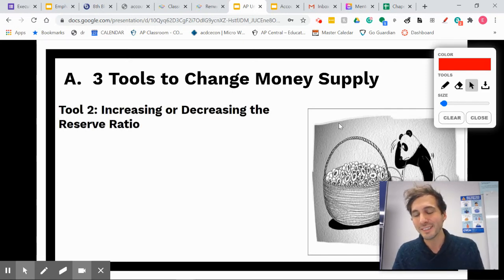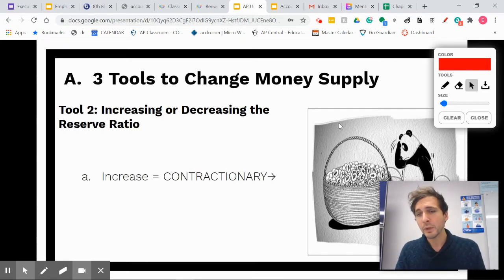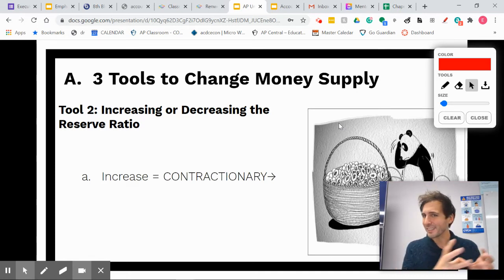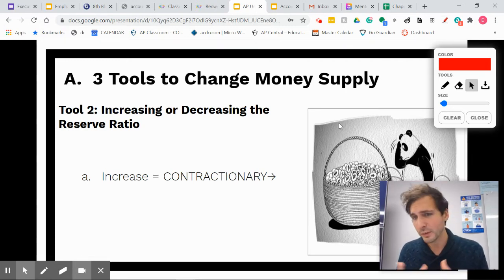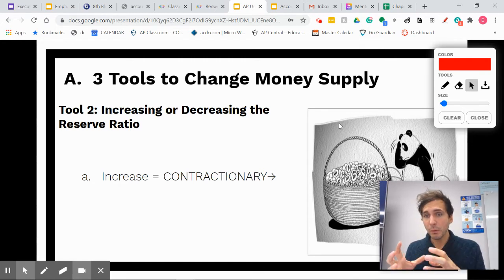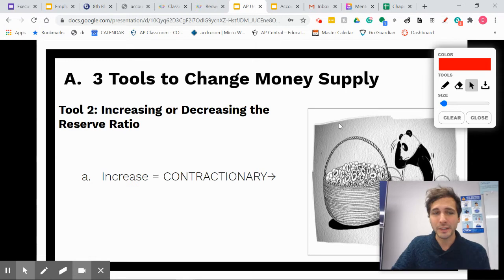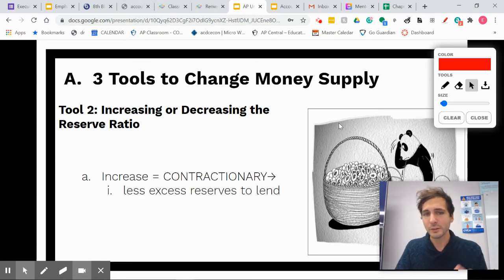Tool number two is increasing and decreasing the reserve ratio. Remember, the reserve ratio is the amount of money that banks have to set aside as required by federal law, and that law is set by the Federal Reserve or the central bank. So if the central bank increases the reserve ratio, it means more money has to be set aside. So required reserves are going up. But remember, they can't lend out those required reserves, which means excess reserves are necessarily shrinking. If excess reserves are going down, there are fewer loanable funds. The supply of money will not increase at the same rate. So that contracts or decreases the supply of money. There are fewer excess reserves to lend.